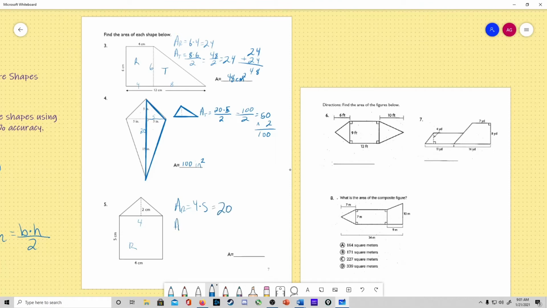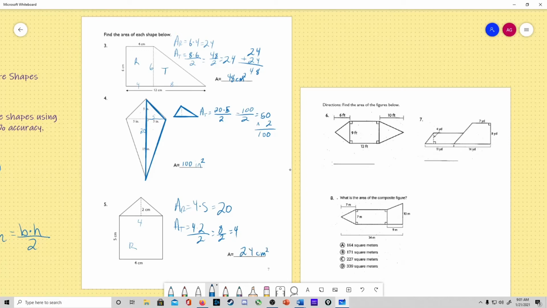Then we're going to do area of that triangle. And we have a base of 4. We have a height of 2. We're going to divide that by 2. That gives us 8 divided by 2. That gives us 4. Again, they're both together. When we're putting them together, that means add. We get 24 centimeters squared.